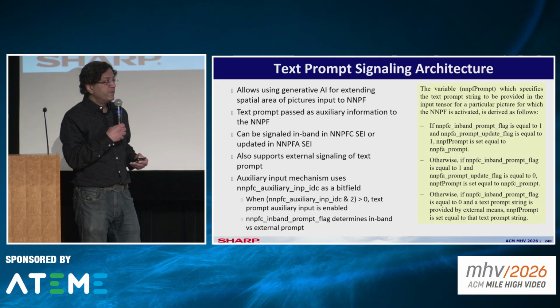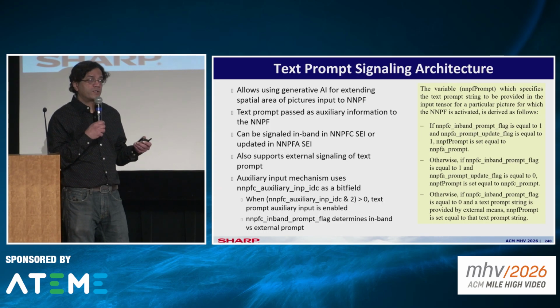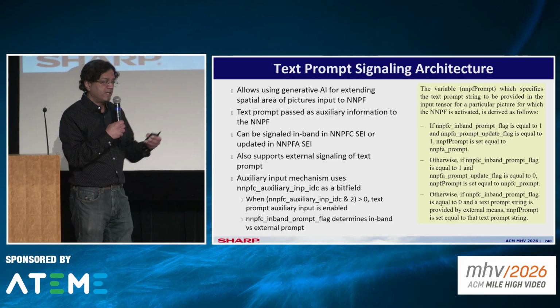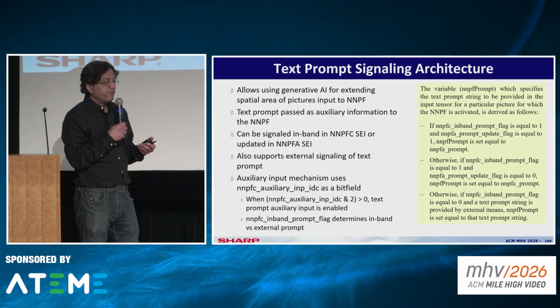So here is where, in version 4, for spatial extrapolation you can actually signal a text prompt. So you can say, okay, fill this frame where the area that is filled should look like grass or something like that. And I'll talk more about that. So it allows generative AI to be used for spatial extrapolation.